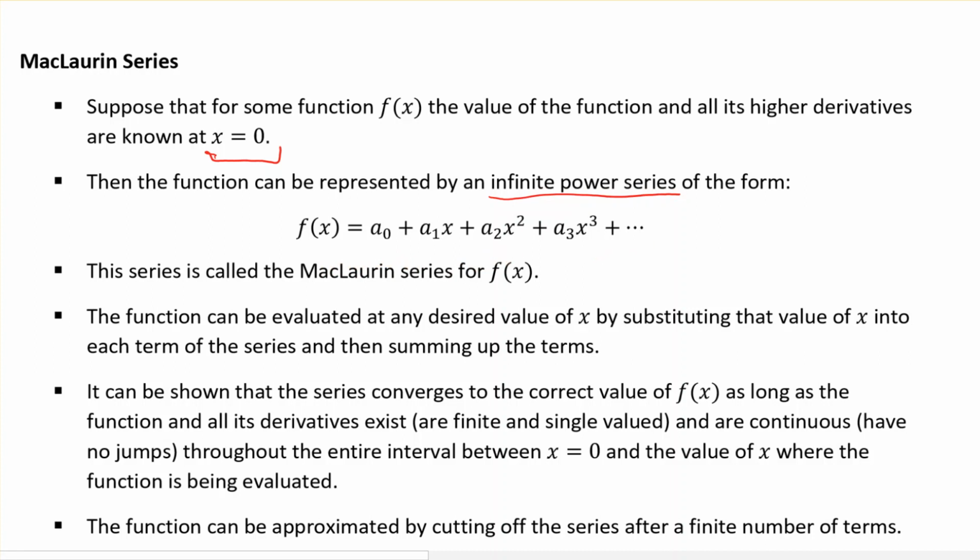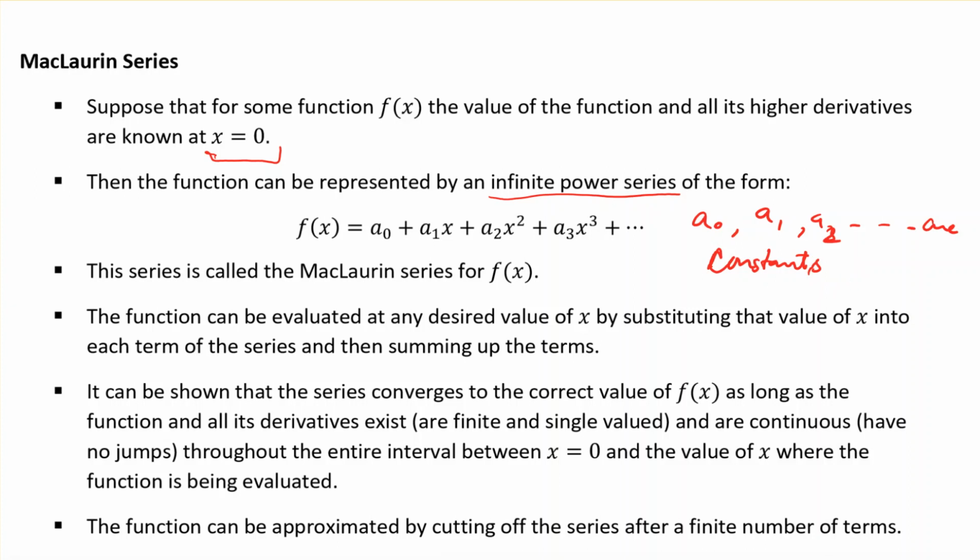So you can just keep on adding the terms. This series is called the Maclaurin series for f(x). And what are a0, a1, a2, a3? These are all constants whose values depend on the function f(x). And soon you will see how to calculate these constants.